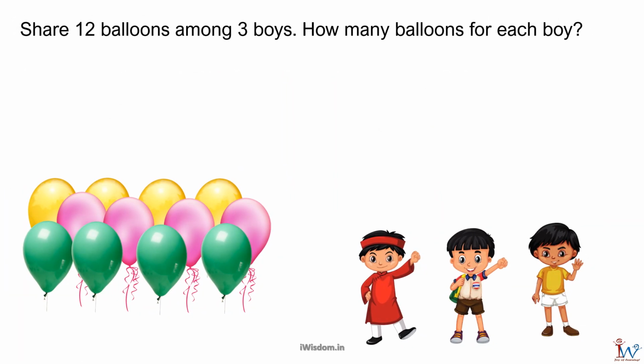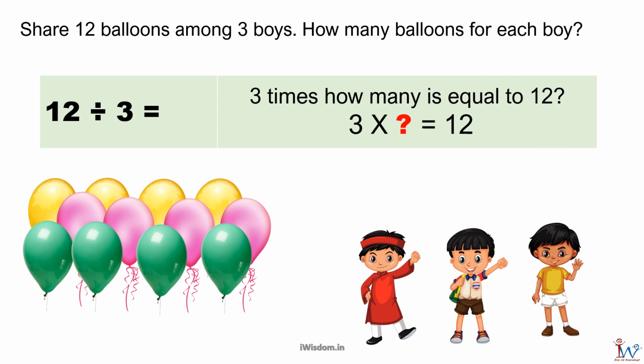Here is the next problem. Share 12 balloons equally among 3 boys. How many balloons for each boy? We have to find out the group size, as we already know the number of groups, which is 3, equal to 3 boys. So we ask 3 times how many is equal to 12.